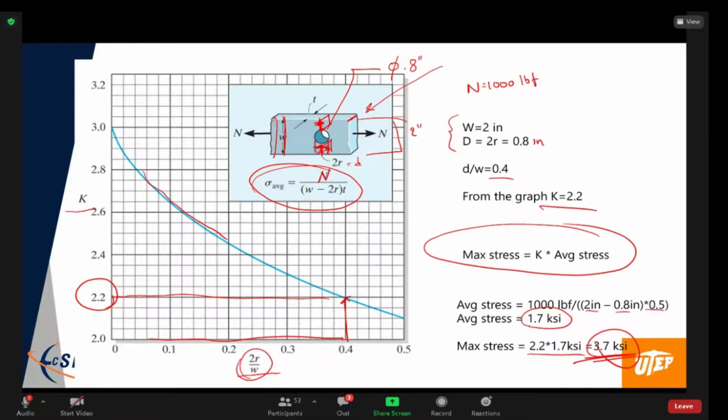If you wanted to reduce that stress, the only way you could is to make the stress concentration factor lower. That means you want to be down here on the curve. To do that, you want to have a larger ratio of the diameter over W. So that's how you go about doing those.